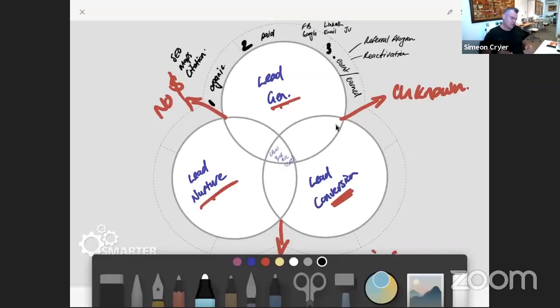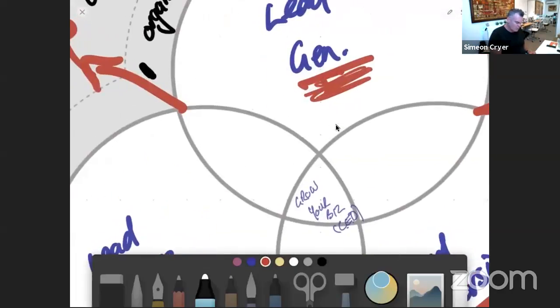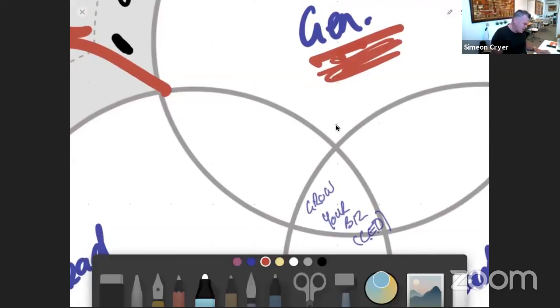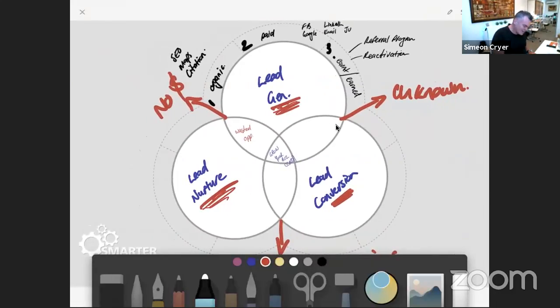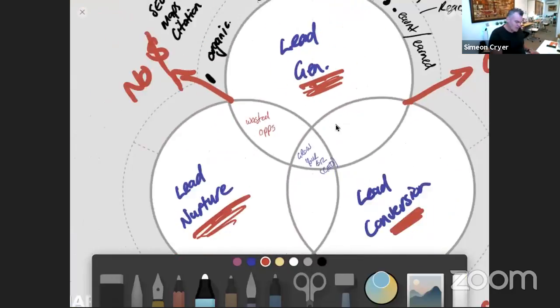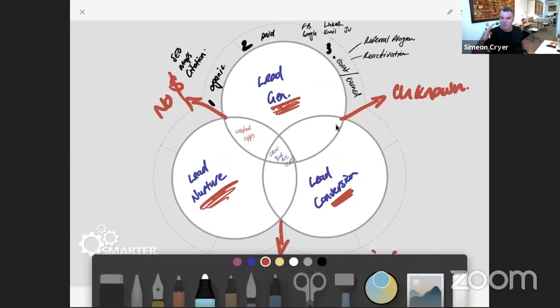The three components of lead nurture, this is where it gets really exciting. And by the way, I might just back up a little bit because here's why it's so important to have all of these three components happening. Because if you've just got lead generation and lead nurture, where these intersect, if you don't have the lead conversion, then you've got wasted opportunities, right? Wasted ops. Wasted opportunities if you have lead gen and lead nurture without lead conversion.